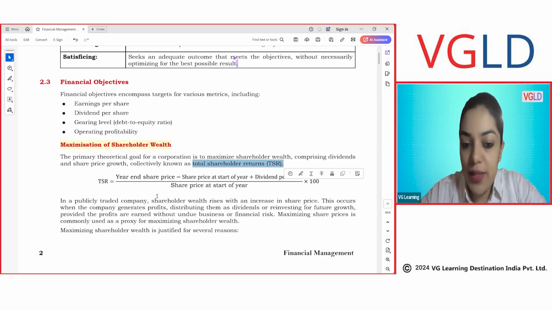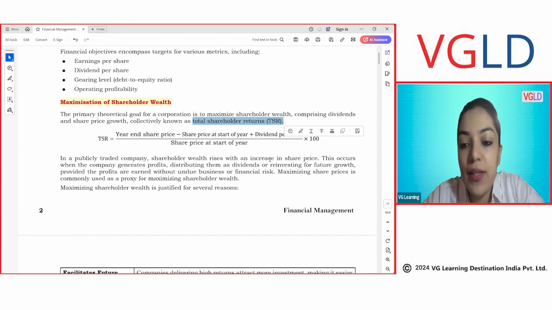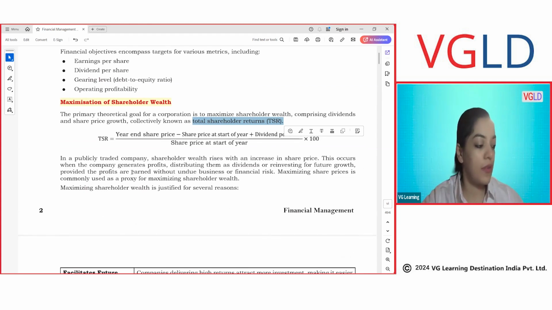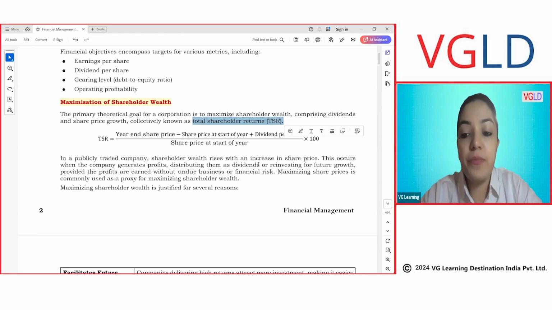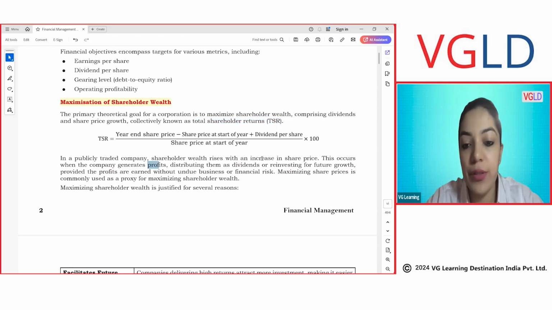So in a publicly traded company, shareholder wealth rises with an increase in share price. This occurs when the company generates profits, distributing them as dividends, or reinvesting for future growth. Now, look at this statement. I'll elaborate on this further.